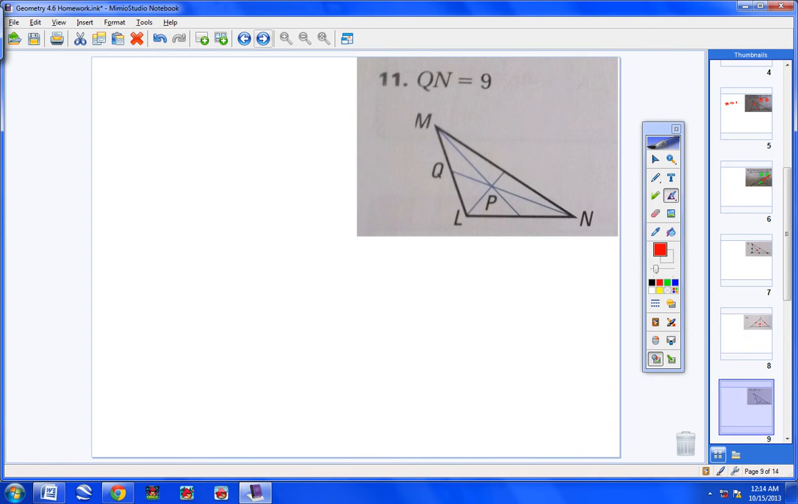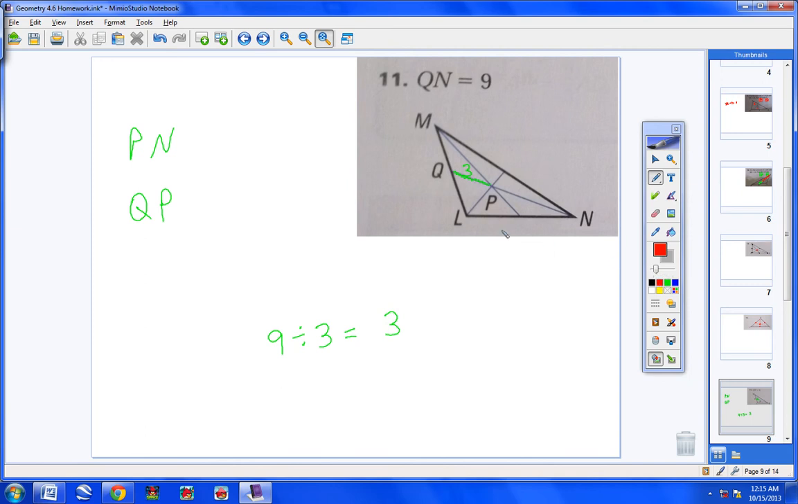Find PN and QP. So we're looking for PN and QP. Now what we know is QN is 9. Now watch this. That means the entire segment is 9. Well, remember I've taught you whenever you're given the whole entire length of a median, always divide it by 3, and that'll give you 1/3. So 9 divided by 3 is 3. So QN is obviously my 1/3 segment, so that's going to have a length of 3.